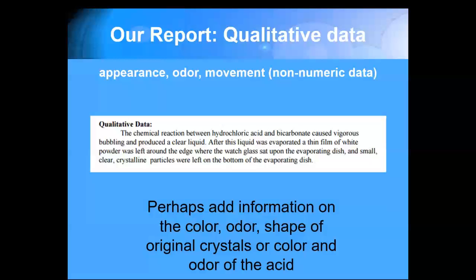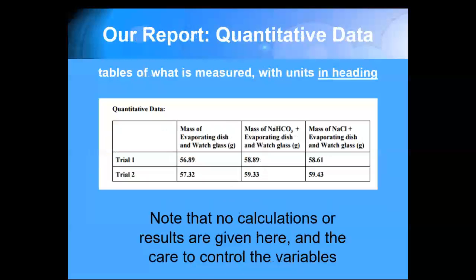Qualitative data, you would want information on that, like he gives here, but you might want to also have color, odor, and shape of the original crystals of the sodium hydrogen carbonate, and the very distinct odor of hydrochloric acid, if there is one. And then quantitative data, probably the most important part of the report other than the objective and conclusion, would be always given in a table with the units, like in this case all grams, in the heading in parentheses. And you'll notice there's 2 trials here.